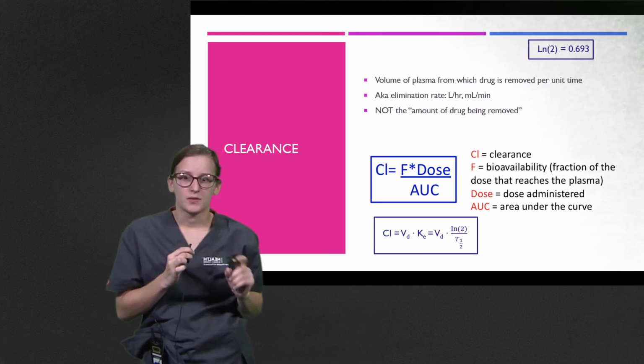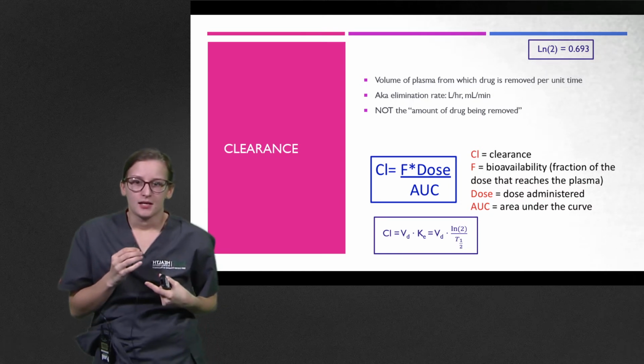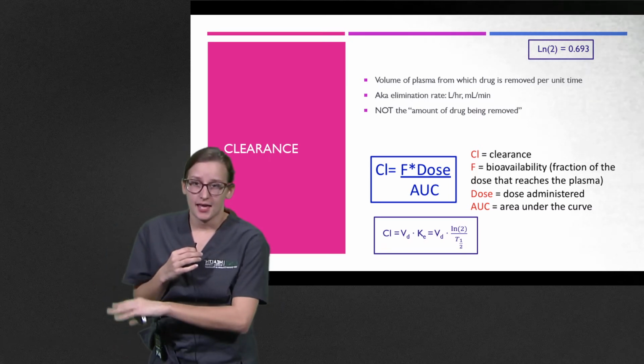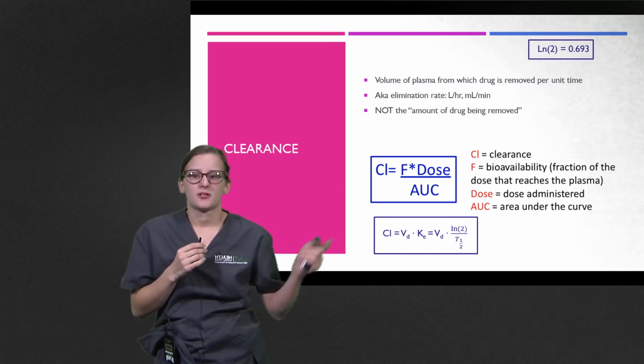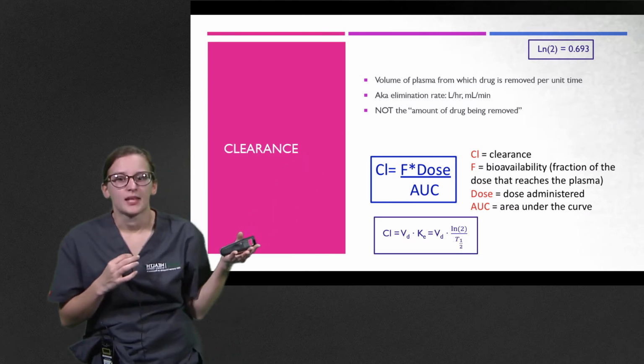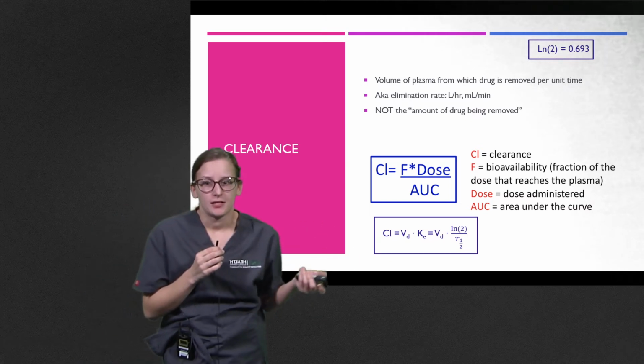And so this, once again, is the volume of plasma from which drug is removed per time. It can be elimination rate, not to be confused with elimination rate constant. That's the K value. And there are examples of how it might be reported, like liters per hour. And it's not the exact drug being removed, just how fast plasma is being cleared.